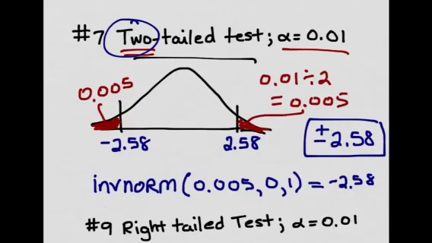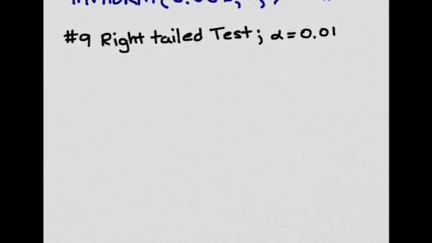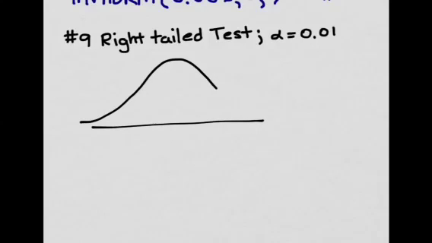Now let's look at the next problem, number 9. And here we're doing a right-tailed test where alpha is equal to 0.01. So again, I'm going to draw my distribution. And my alpha value is only on the right-hand side. So I draw that right tail, and here's my rejection region. So this area is alpha. And since it's all in one tail, it's really straightforward. It's just 0.01.